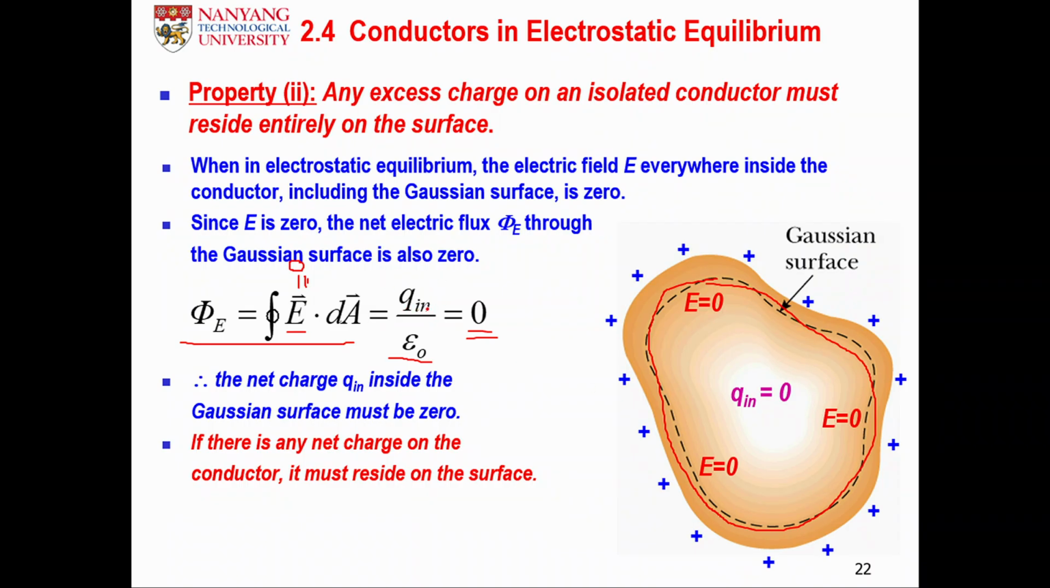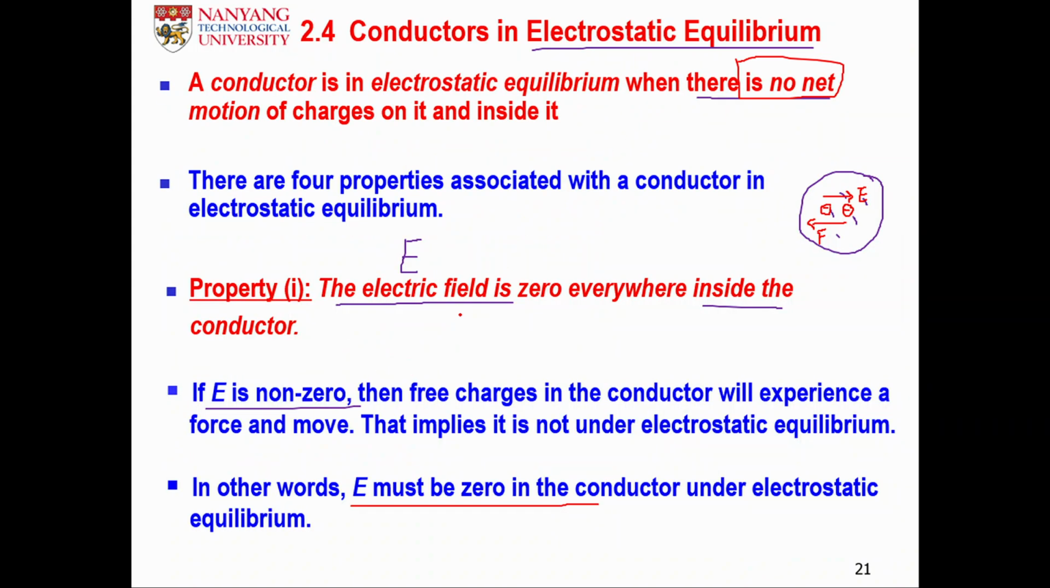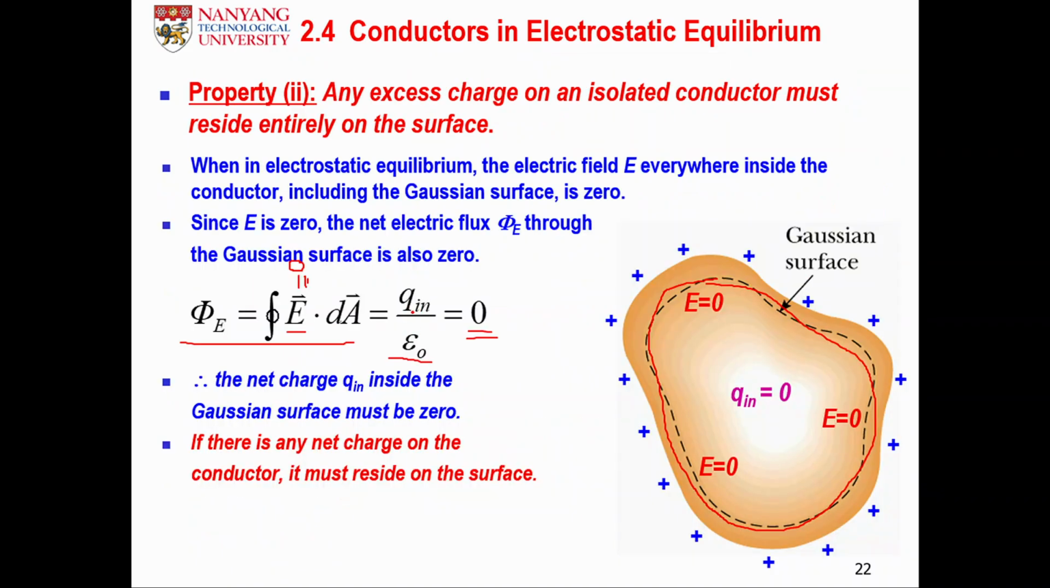And if this is the case, that means the charge inside the conductor is always 0. But if at the same time this conductor does carry a certain amount of charge, then it can only stay on the surface, right? This is the second property. So the first one, inside E is 0. The second, inside Q is 0.